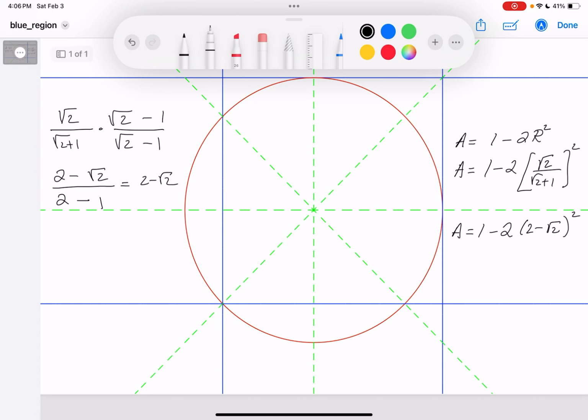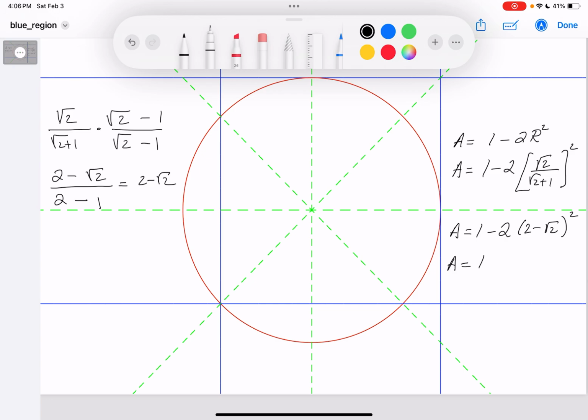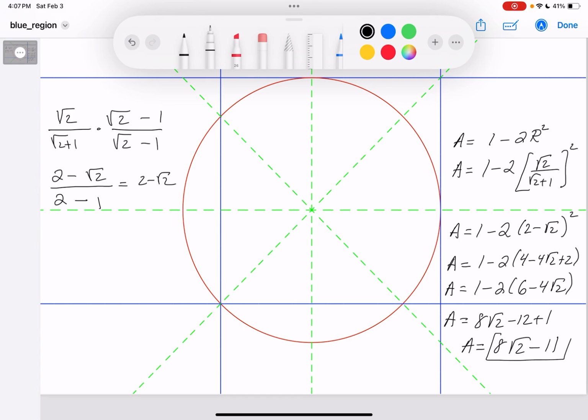Well, I'm going to go through some work. You get 1 minus 2 times, if you square that, you get 4, and then you get minus 4 root 2, and then you get plus 2. A is going to be 1 minus 2 times 4 plus 2, which is 6, minus 4 root 2. A equals, we're almost there. Minus 2 times minus 4 is 8, so 8 root 2. Then you get minus 12 plus 1. So A equals 8 root 2 minus 11. Final answer. And we're done.